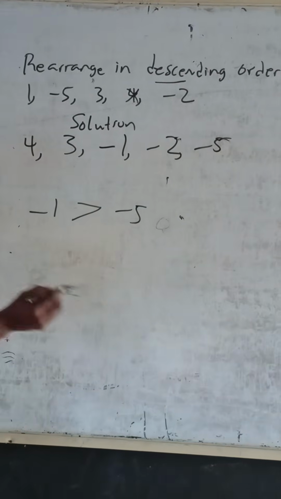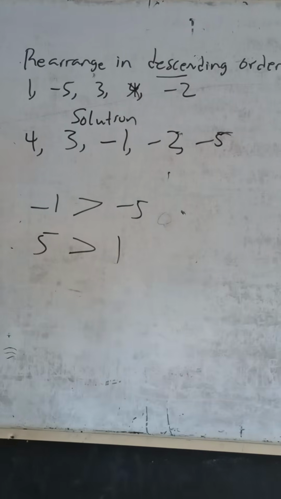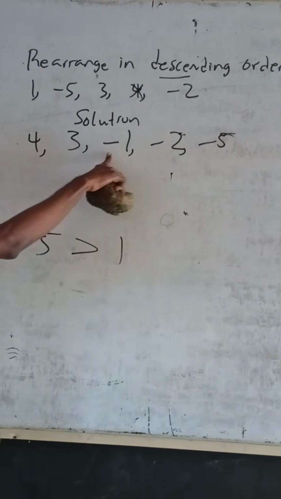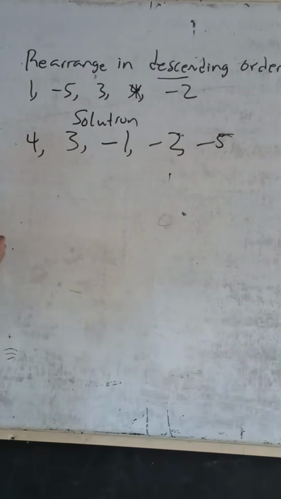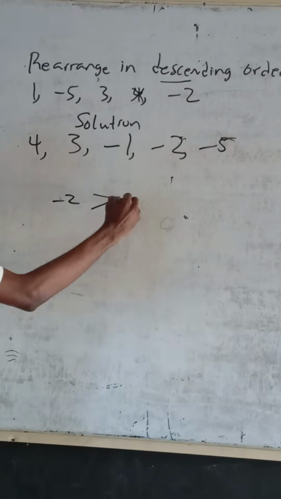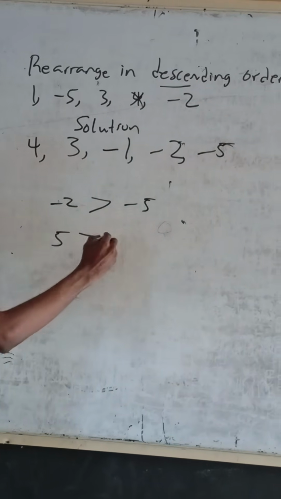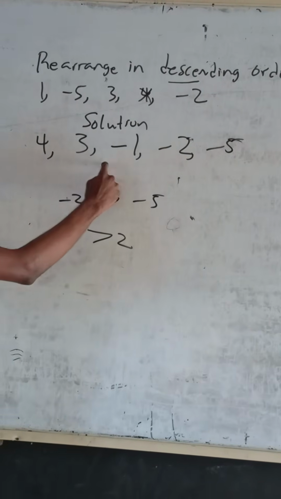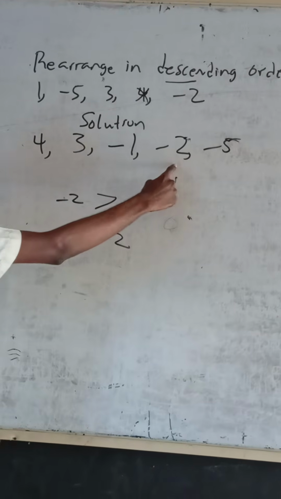However, 5 is greater than 1. So don't be surprised that -1 here is coming before -2. It's correct because of this negative sign. -2 is greater than -5, but 5 is greater than 2. So in descending order, -1 comes first before -2, then lastly -5.